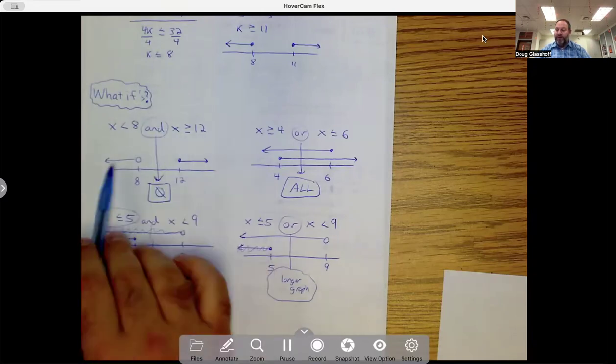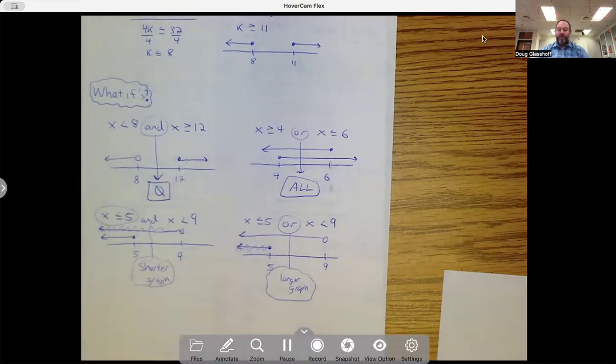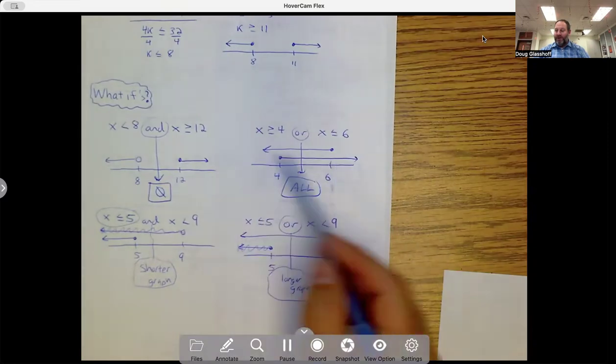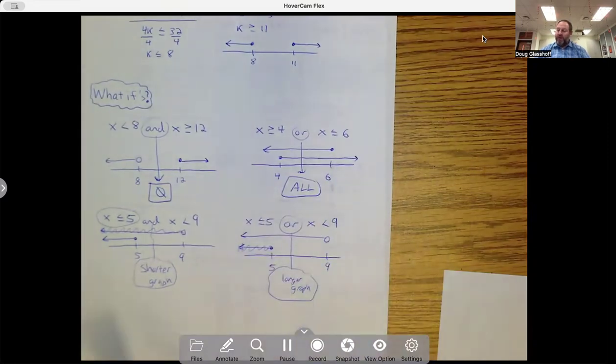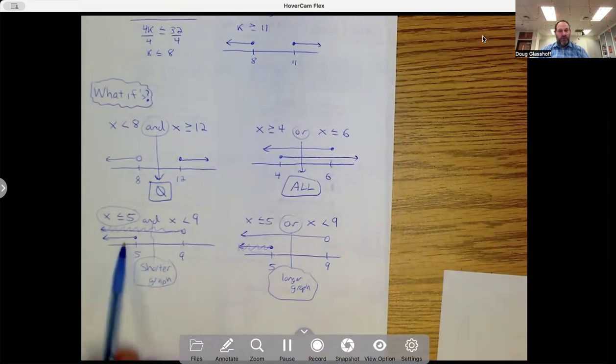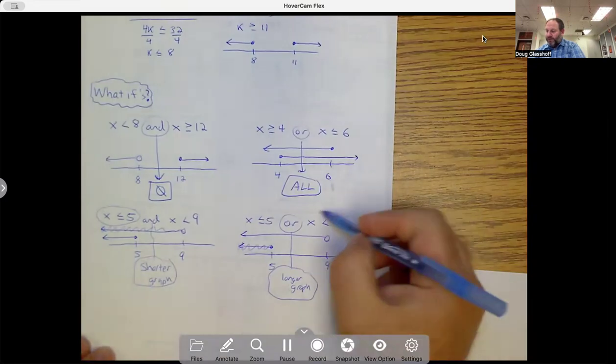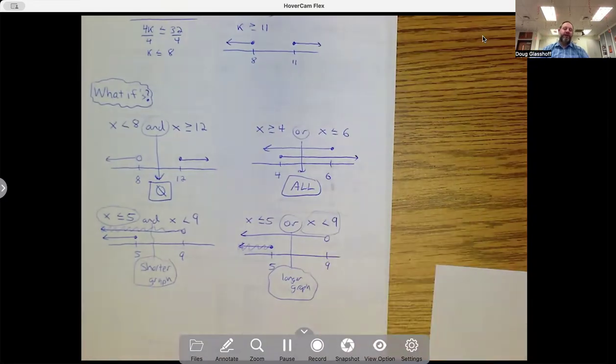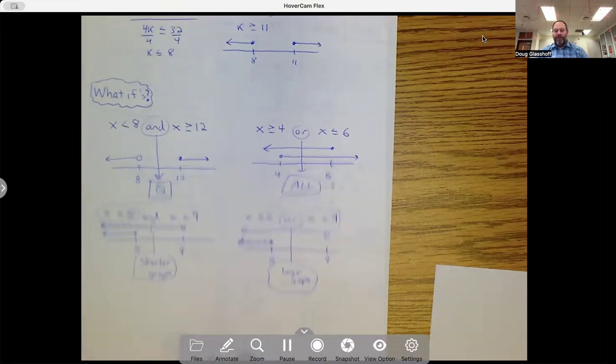So if it's an and problem, they're going away from each other, no solution. If it's an or and they're overlapping, all solutions. If they're going the same direction, on an and, you use the shorter of the graphs. On the or, you're going to use the longer of the graph, so only this one matters. Okay, so again, those are some things not always happening, but that could happen.